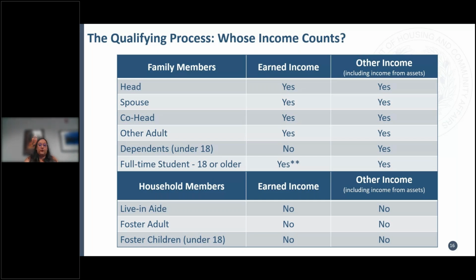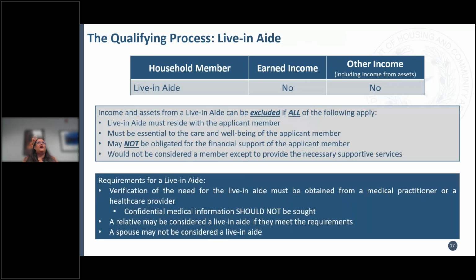Nope. Okay. So the first household member we're going to talk about is live-in aide. Income and assets from a live-in aide can be excluded as long as all of the following apply. The live-in aide has to reside with the applicant member. They must be essential to the care and well-being of the applicant member. They may not be obligated for financial support of the applicant member and would not be considered a member except to provide the necessary supportive services.